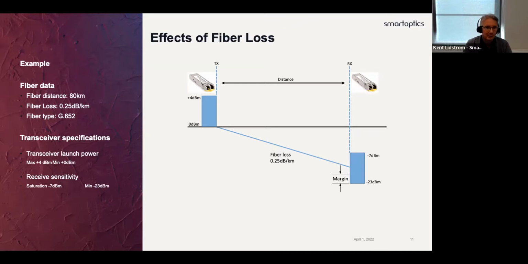I use a transceiver with a launch power that goes between +4 dBm down to 0 dBm. And it has a receiver sensitivity down to -23 dBm, but a saturation of -7. That means if you shoot in a higher power level than -7, it will saturate the receiver and you will not be able to detect the data properly. And if you go below the -23, which is the lower level, then the light level will be so low that you will not be able to detect the signal properly.